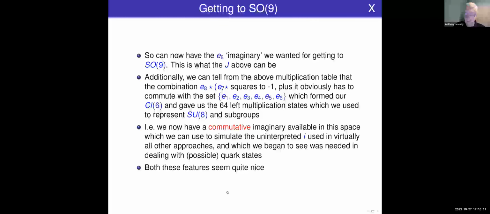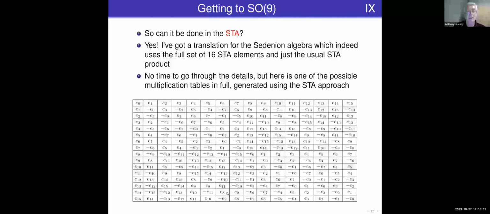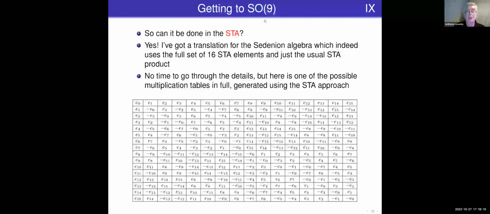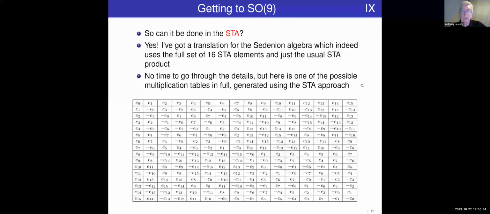So can it be done in the STA? Yes, I've got a translation for the Sedenion algebra, which indeed uses the full set of 16 STA elements and just the usual STA products. So there is room for it, and it all works. And here's one of the possible multiplication tables. There are even more possibilities now generated using the STA approach.